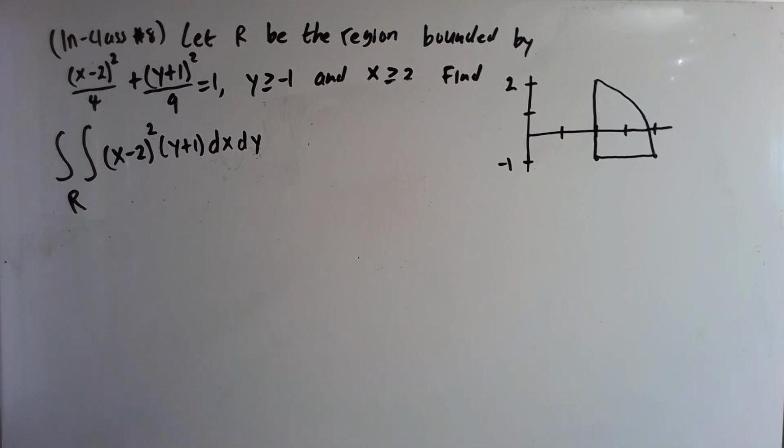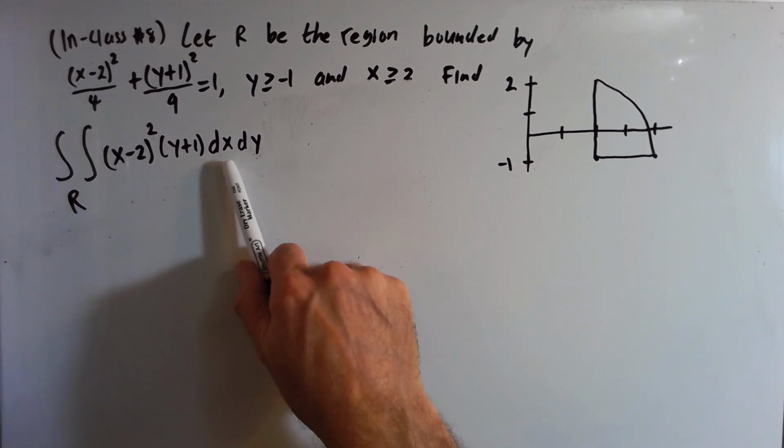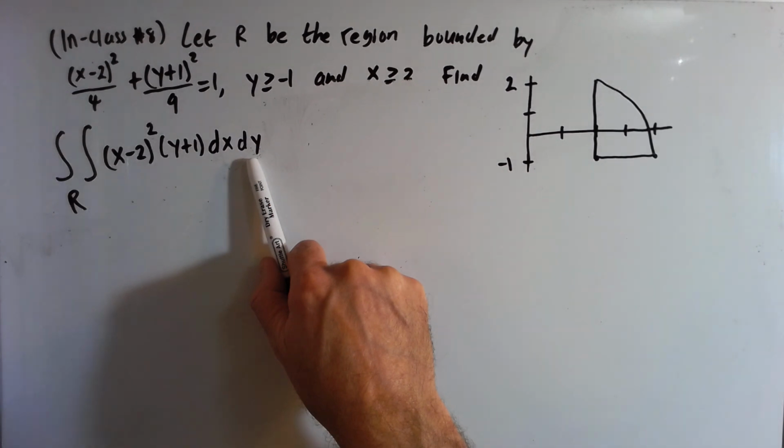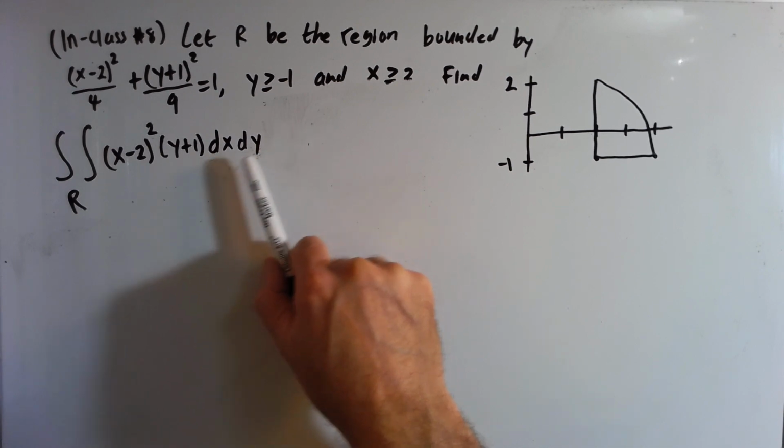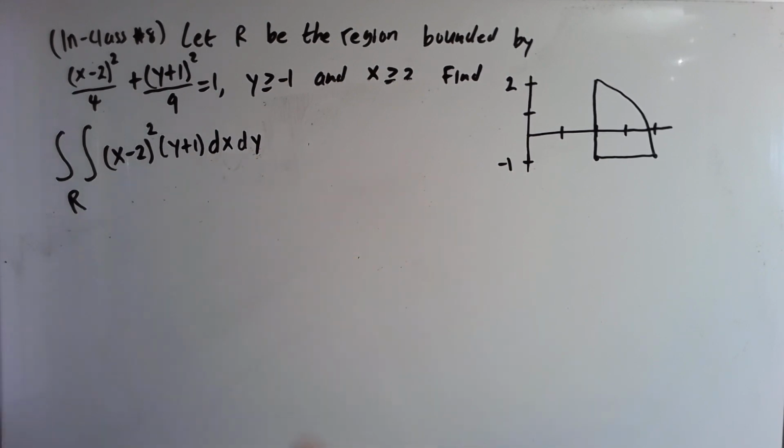Okay, so this is in class 8, part 2. It's the same question, same region, except the only difference is I have dx dy. In part 1 we had dy dx, and we got the answer 24/5. So we should get the same answer doing it this way.